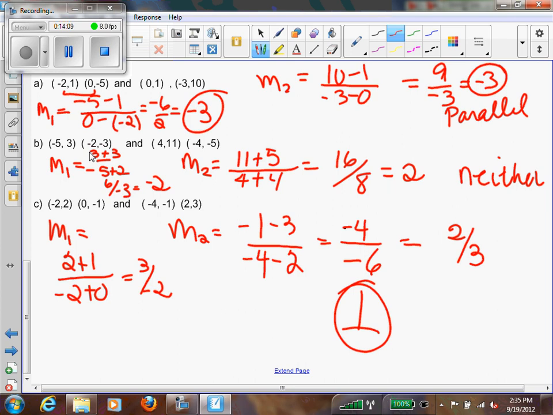What do you have down for this one? And 0 plus 2? Fine. You're starting with this point. I'm starting with that point. We should get the same answer. It makes no difference which point I start with. Okay? Are you okay with that?